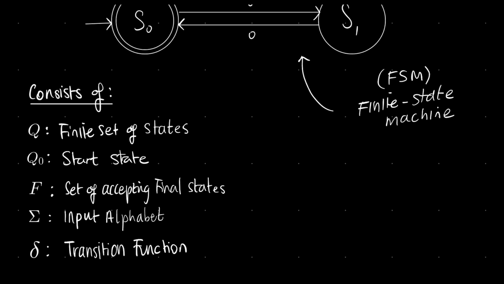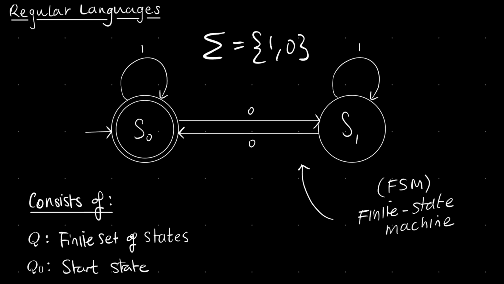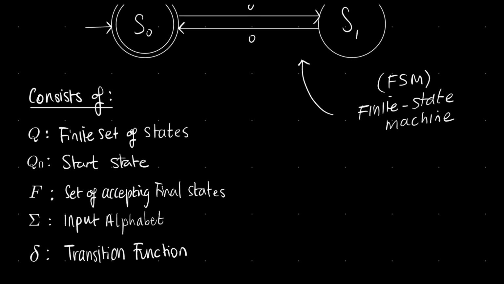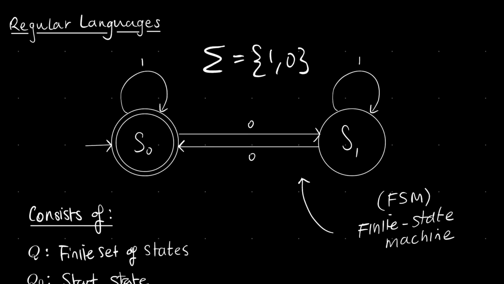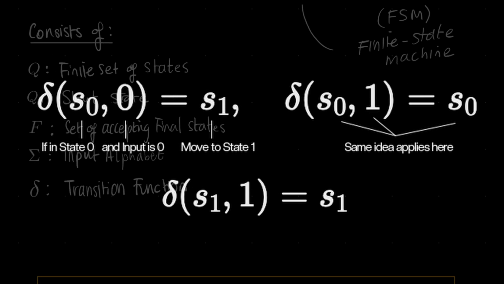Transition function. This doesn't really apply to this example, really. But the transition function pretty much says, if you see this input, do this. Well, I guess for this example, the transition function would be, if you see a 1, you're just going to loop back to state 0. And if you have a 0, you're going to go to state 1.